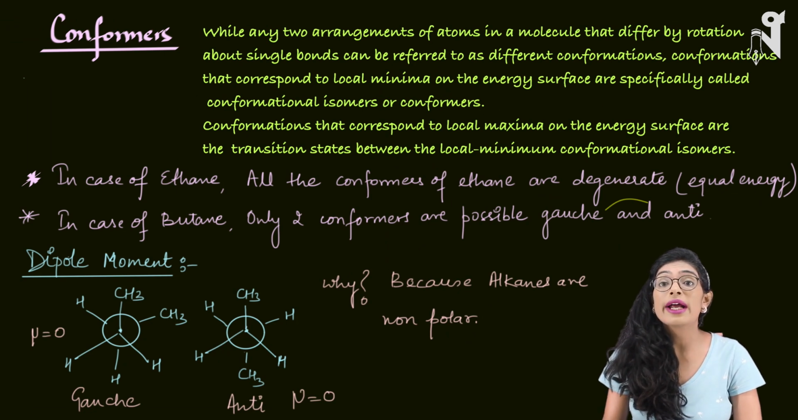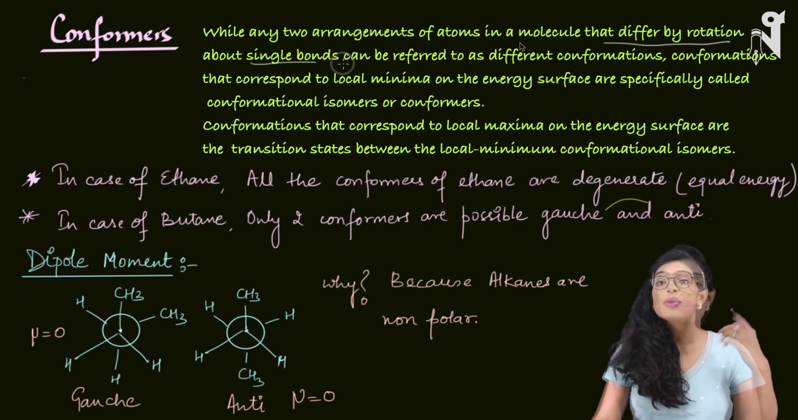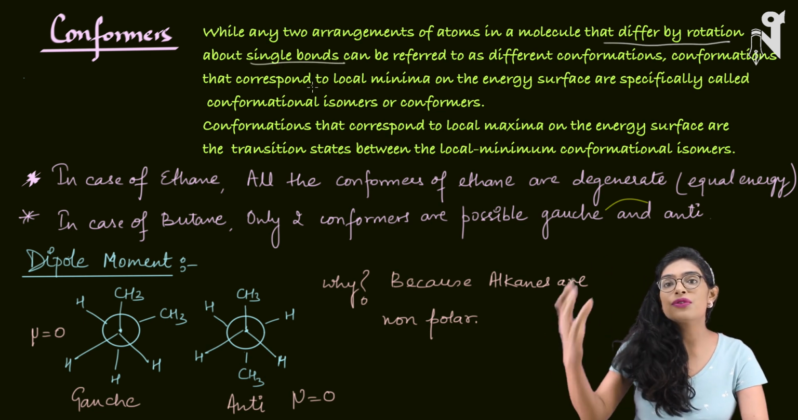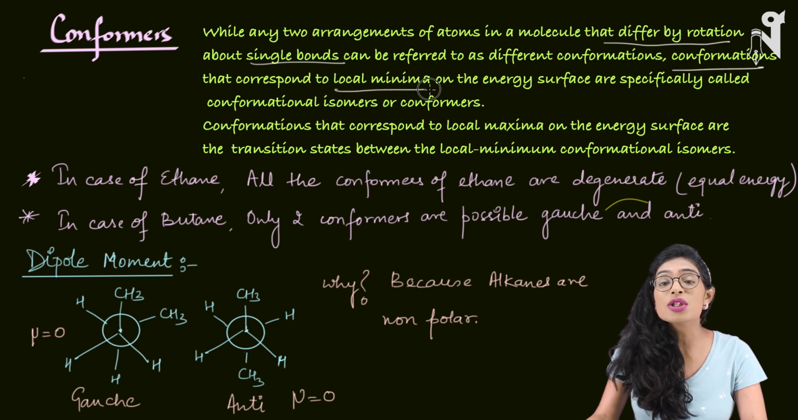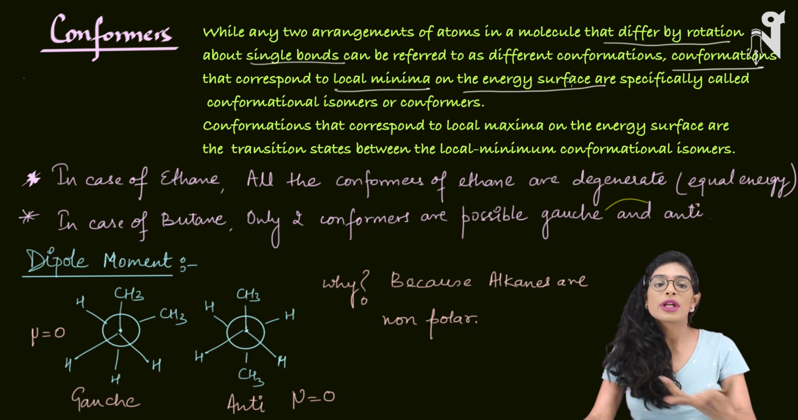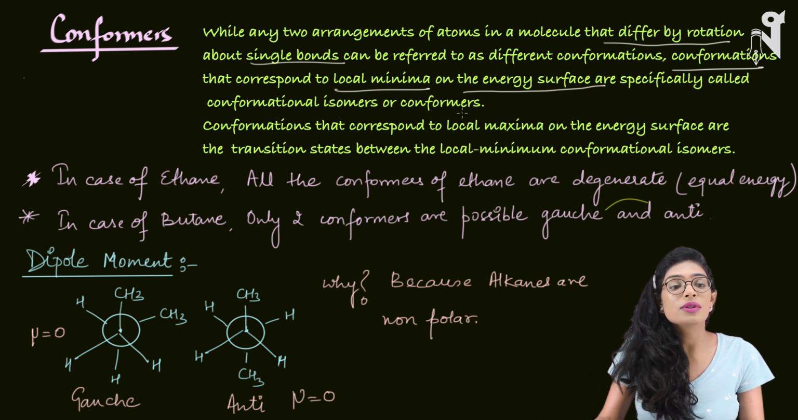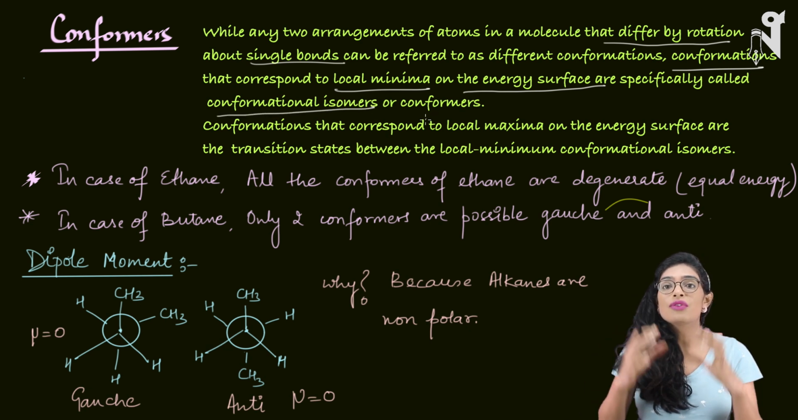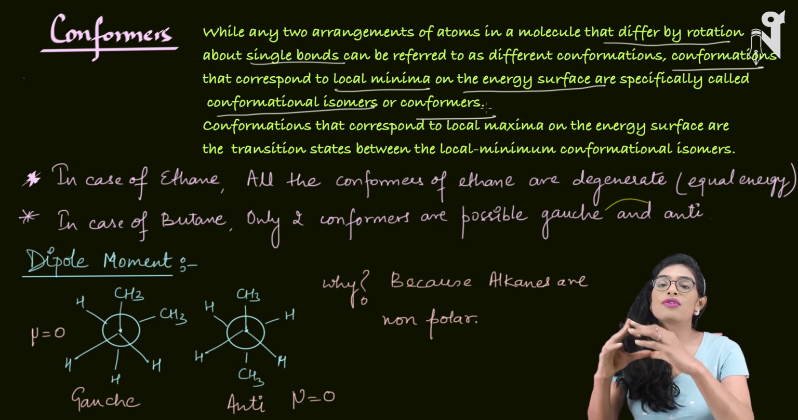So as I mentioned earlier, what are conformers? Conformers are the ones which lie at the minimum of the potential energy diagram. So let's see the definition of it. When you have the atoms in a molecule which are rotating through a single bond and forming different conformations, the conformations which are present on the local minima on the energy surface. Energy surface means nothing else but the potential energy diagram, are specifically called conformational isomers or conformers. So basically the conformations which are at the local minima are referred as conformational isomers.